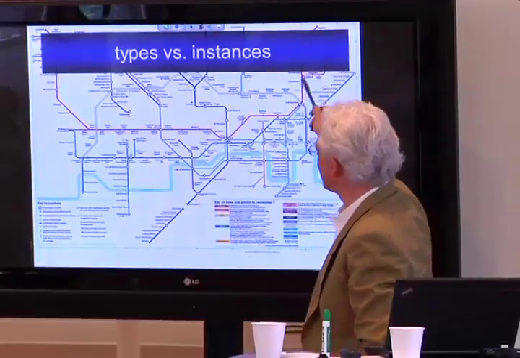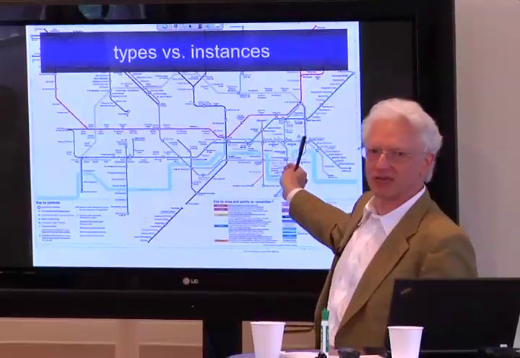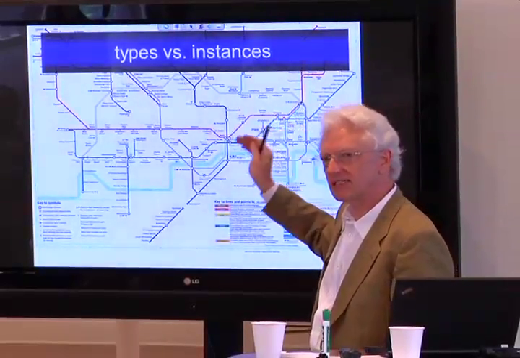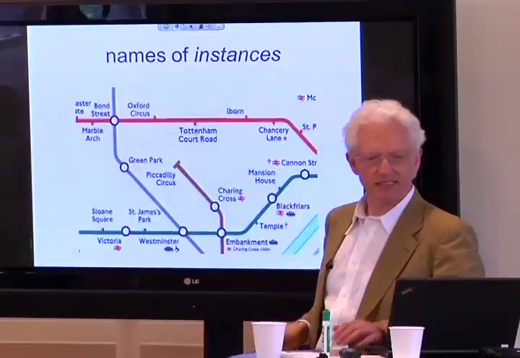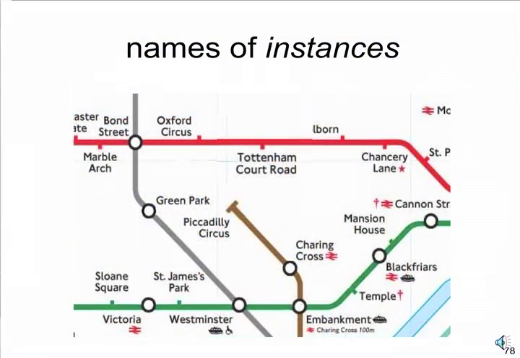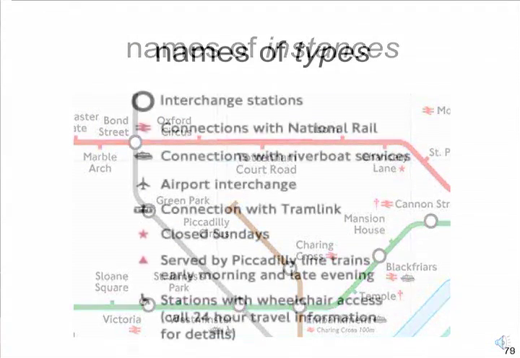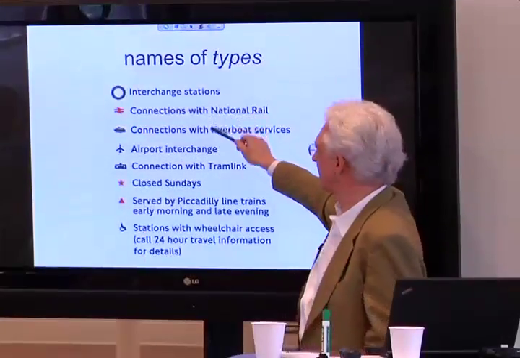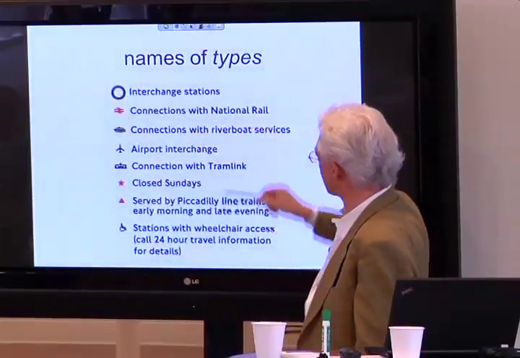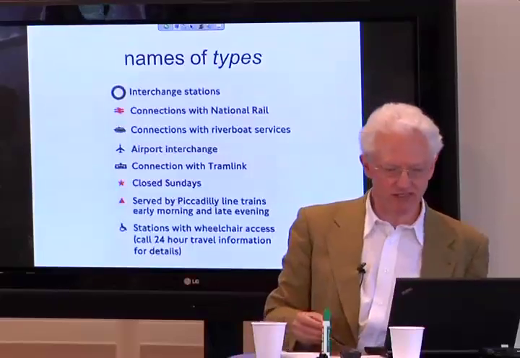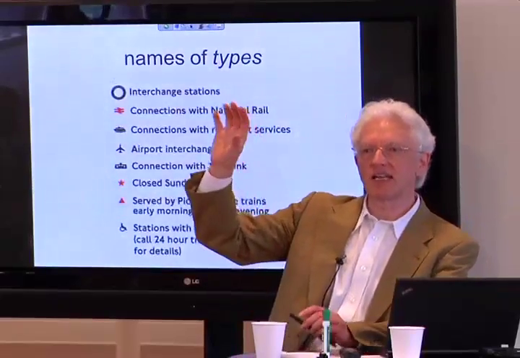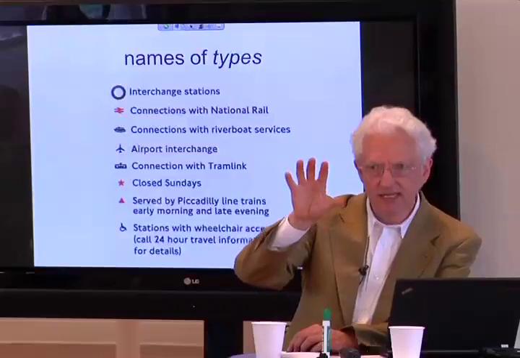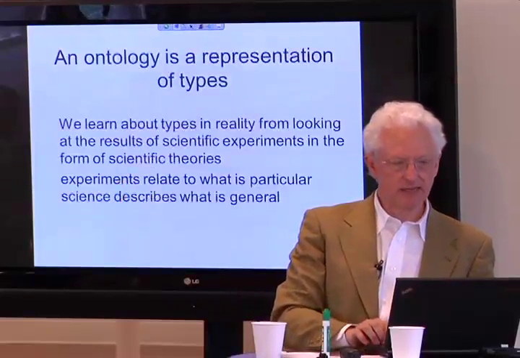So this is a map of the London Underground. And in fact, like every map, it contains two kinds of information. It contains information about instances. For instance, this particular station here is an instance of the type station, but then it contains also information about types. So some stations are interchange stations, and that's a type of station. Some stations are stations with connections to the national rail, and that's another type of station. So an ontology is like a legend for a map, and the map itself provides the data about the instances.